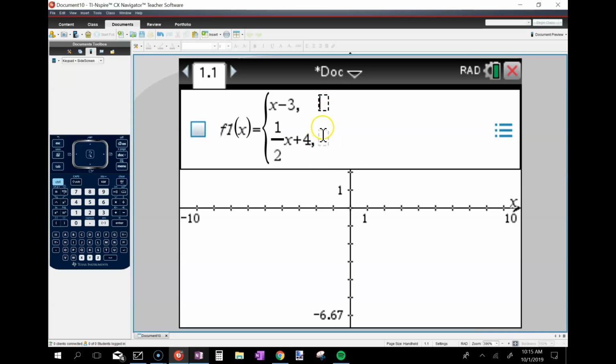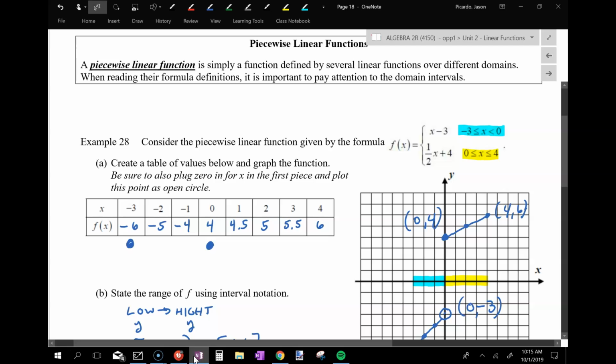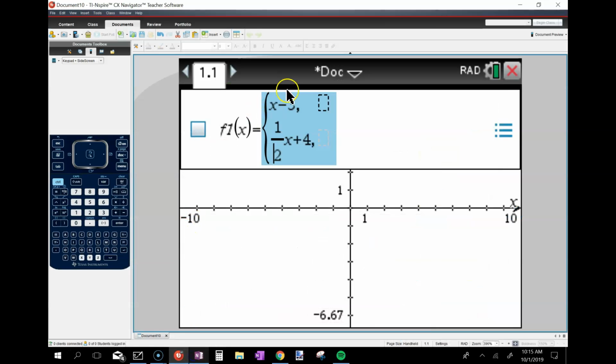Okay, what do you think these things are for? It's for that other piece, right? It's for that domain, right? It's telling me where to do it. So I want to do the first one from -3 less than or equal to x less than 0. Do you guys know where the less than or equal to's are? It's under the equal, right? How do I go under the equal? Control.